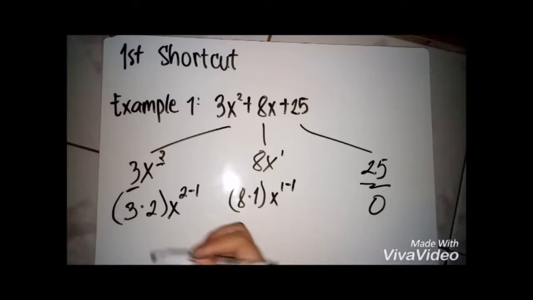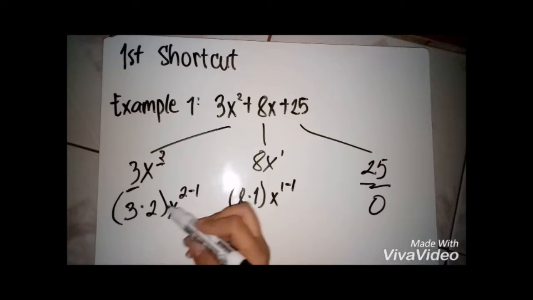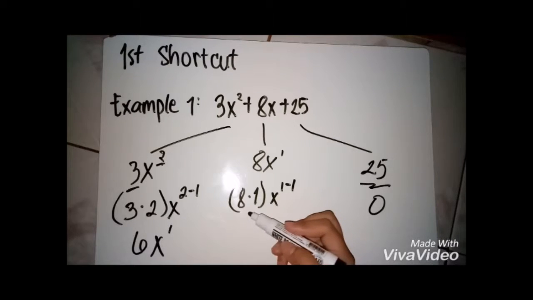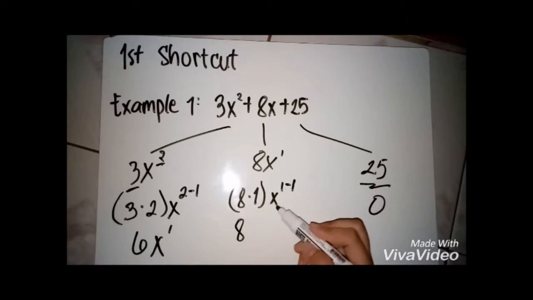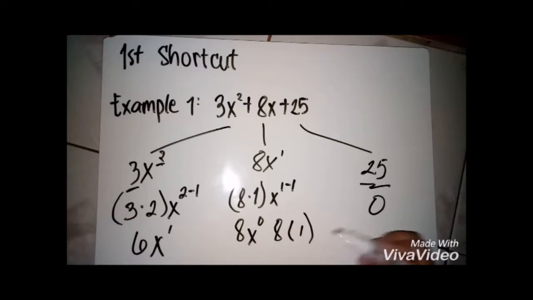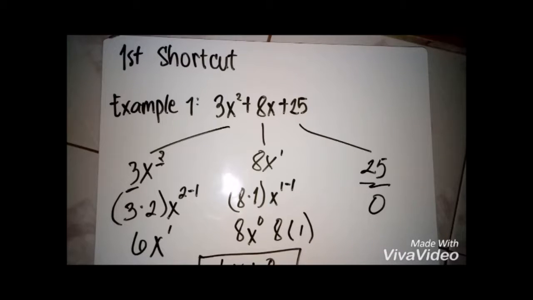So, third step is to simplify the equation. So 3 times 2 is equal to 6. x, 2 minus 1 is equal to 1. Then 8 times 1 is equal to 8. x, 1 minus 1 is equal to 0. So x raised to 0 is equal to 1. So our answer is 6x plus 8. And there you go.